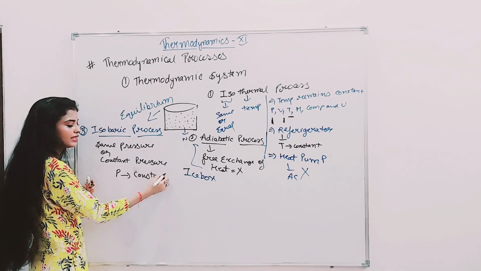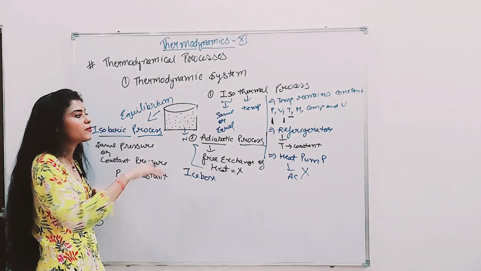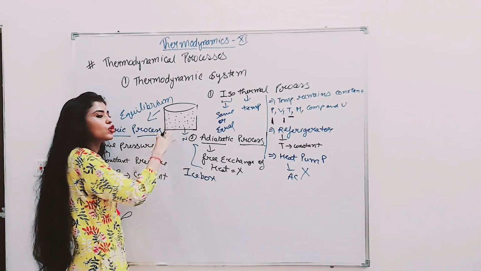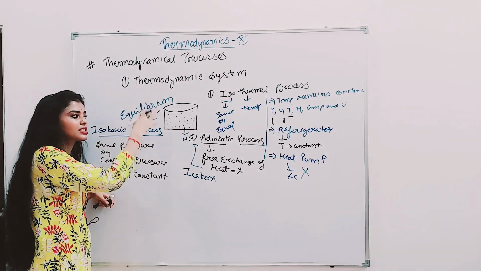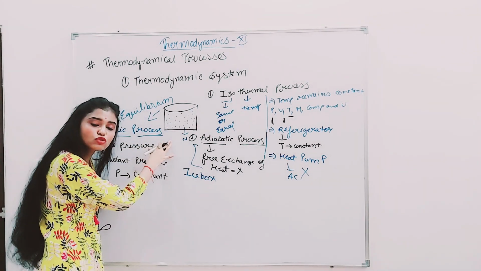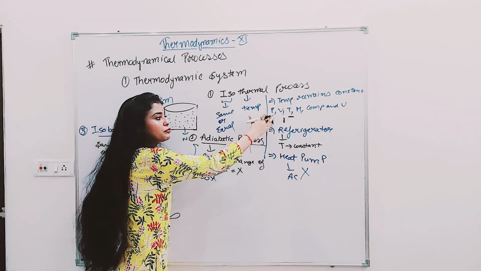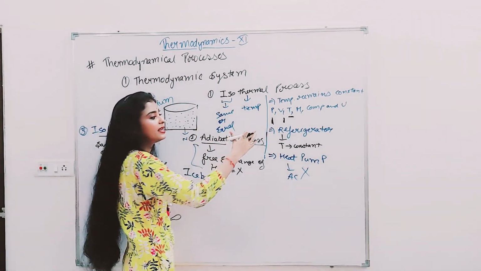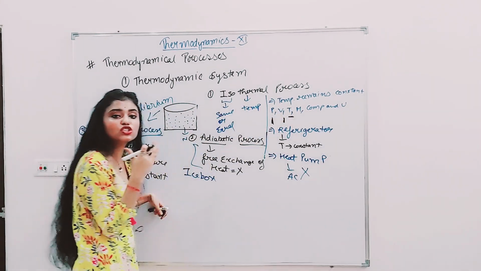In order to say that the system is going through an isobaric process, you need to check whether the pressure of the system is constant. If the pressure is constant and we say the system is undergoing the isobaric process, that means the other parameters are changing. If pressure is constant, then definitely the volume and the temperature of that system should be changing.